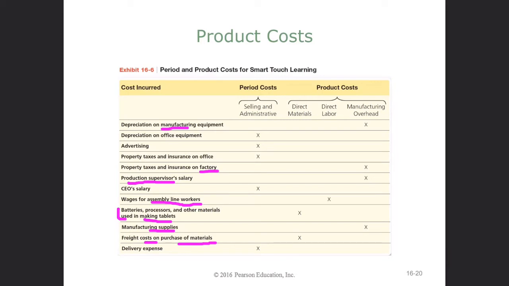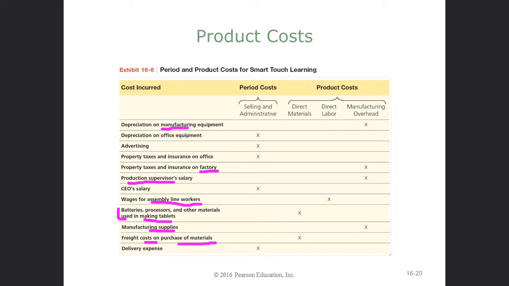Batteries and other items that are needed to create the product are product costs. Manufacturing supplies, the supplies that we need to create the product, are product costs. And whatever freight or shipping costs are associated with buying the materials to create the tablets are also product costs.